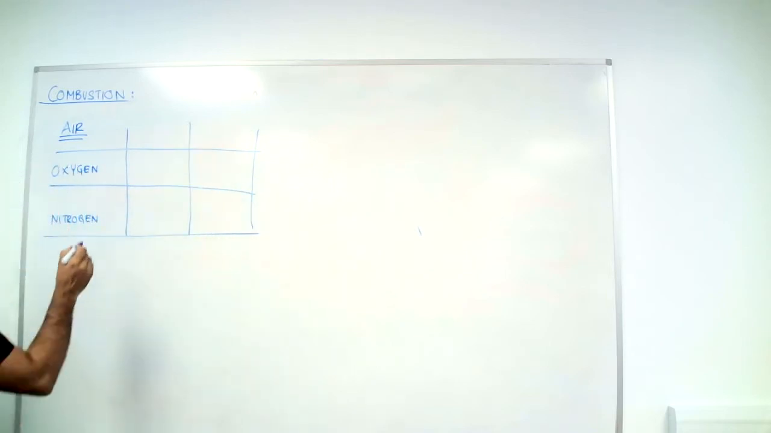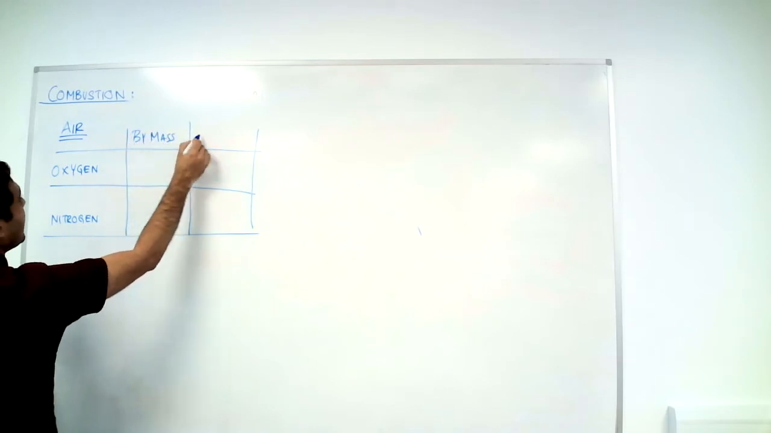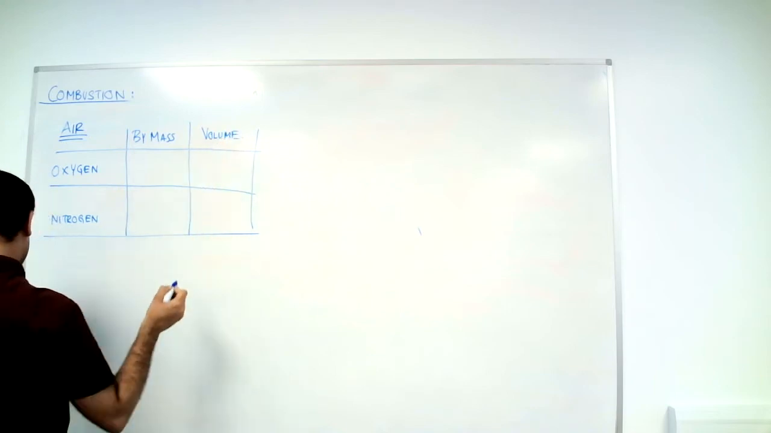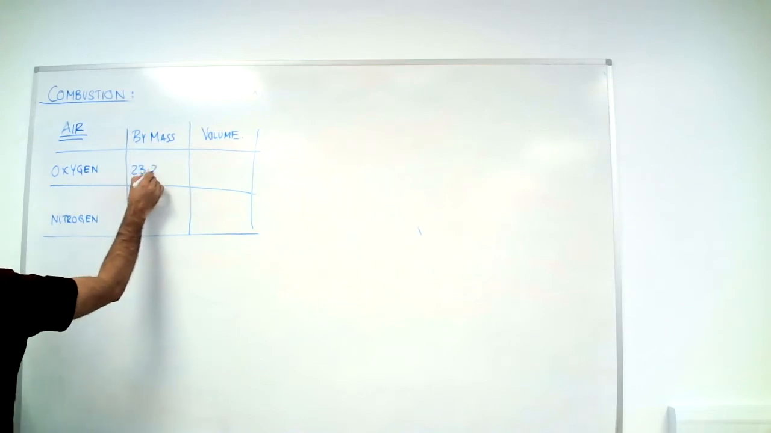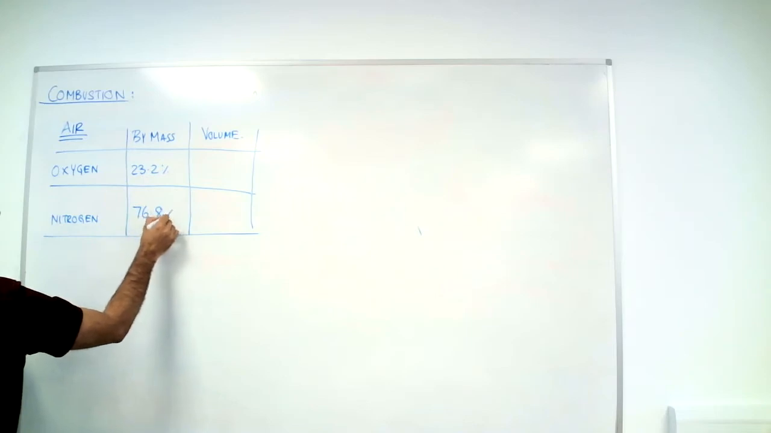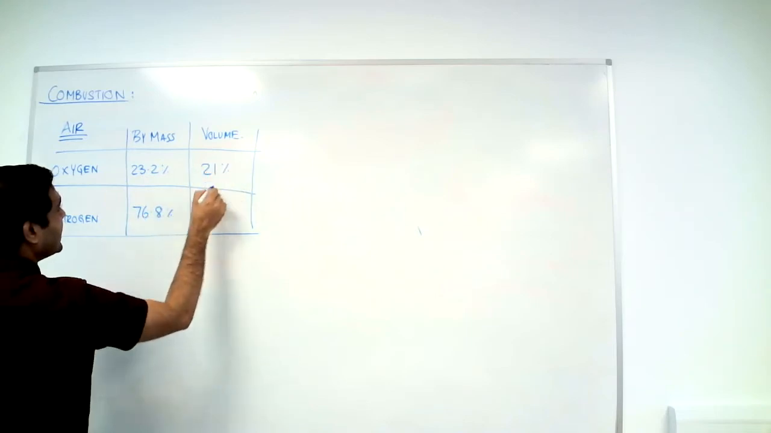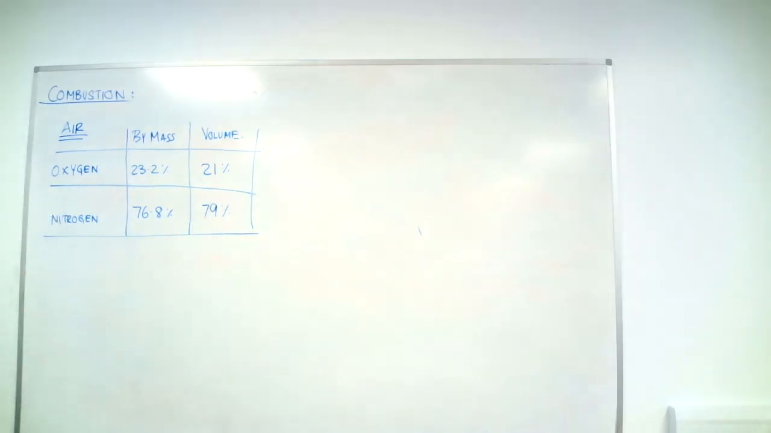Okay. Now, by mass, the composition is different, and by volume, the composition is different. Oxygen is 23.2%, and nitrogen is 76.8%. And by volume, it's 21% and 79%. In the question, it will give you either we are taking it by mass or by volume.